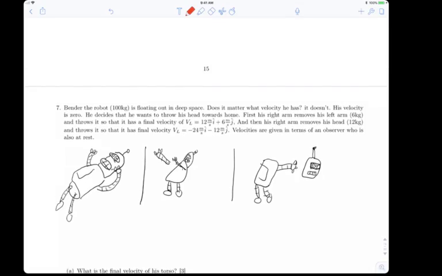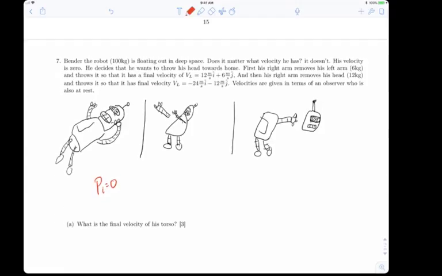Ben the robot is floating in deep space. Does it matter what his velocity is? No, it doesn't. His velocity is zero. He decides he wants to throw his parts towards home. First, he throws his right arm. Initial velocity is equal to zero. He throws it with final velocity, blah. And then he throws his left arm, and it has velocity, blah.